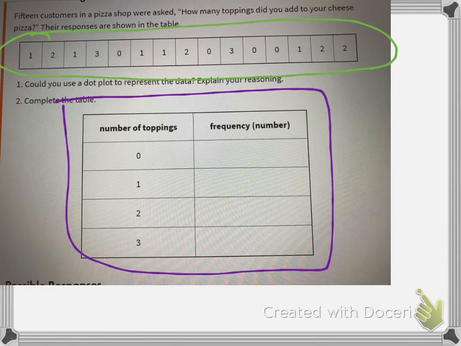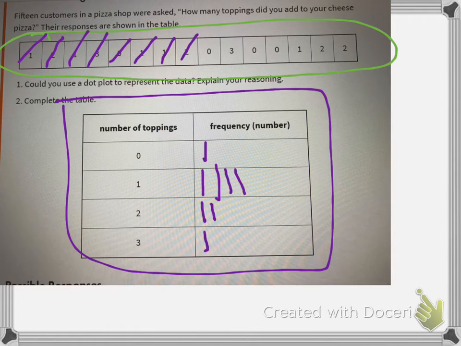So I can say, okay, I've got 1, so I'm going to put a tally mark there. Then the next person said they used 2, and then back to 1, marking off the results as I record them on my table. So I'm staying very organized here. Every time I mark off a topping, I record it down in the table. Okay, so let me just finish this really quick.